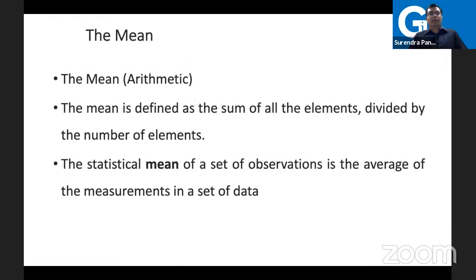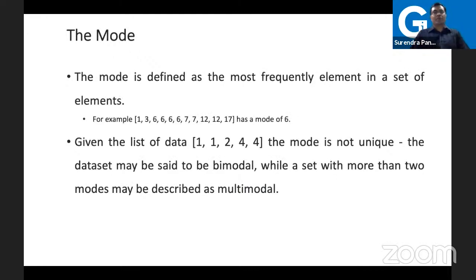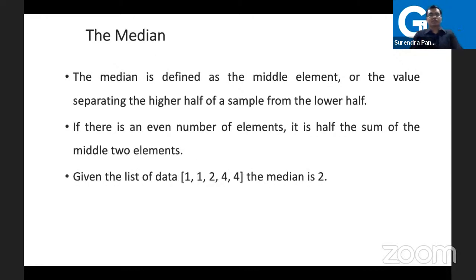Okay, so the mean is the arithmetic mean, the statistical mean of a set. This is very simple to understand, how to get the mean value. Mode, as I told you, is defined as the most frequent element in a set of elements. For example, we have 1, 3, 6, 6. In this case, 6 is the number which is frequently used, right? So that's why the mode is 6 in this case. Then there's the median value. The median is defined as the middle element, the value separating the higher half of the sample from the lower half. So the median in the case of 1, 1, 2, 4, 4 is 2 in this case.